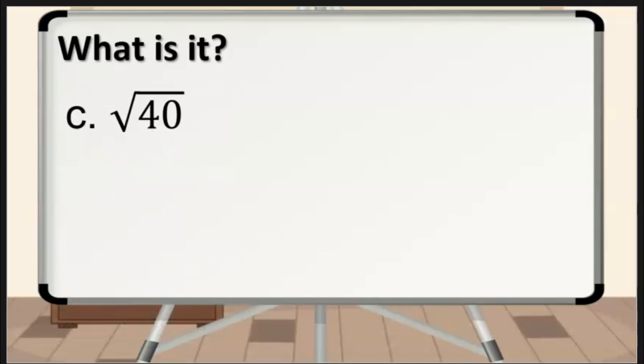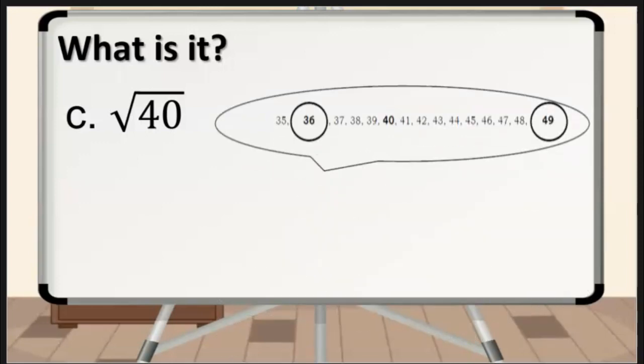Next, square root of 40. Think of two consecutive perfect square integers where 40 is in between them. So we have 36 and 49. Take the square roots of these numbers. Since the principal root of square root of 36 is 6, while the principal root of square root of 49 is 7, thus square root of 40 is between 6 and 7.